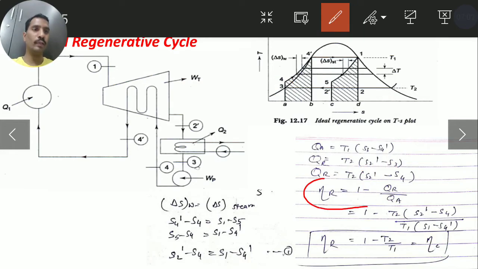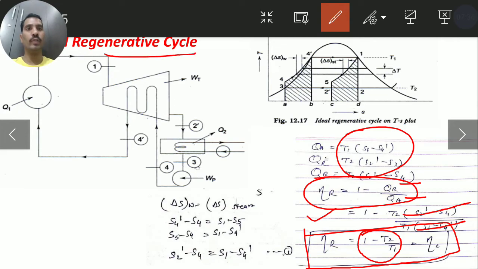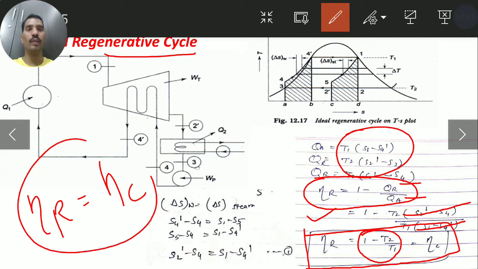Then the efficiency of a Rankine cycle is 1 minus QR upon QA. When you substitute this QR and QA in terms of entropy, we get an equation. As from equation 1, S2 dash minus S4 is equal to S1 minus S4 dash, it will get cancelled. Then the efficiency of the Rankine cycle is equal to 1 minus T2 upon T1. This is the efficiency of a Carnot cycle. Therefore, for the ideal regenerative cycle, the efficiency of the Rankine cycle is equal to the efficiency of a Carnot cycle. So the ideal regenerative cycle gives the highest efficiency of all the Rankine cycles.